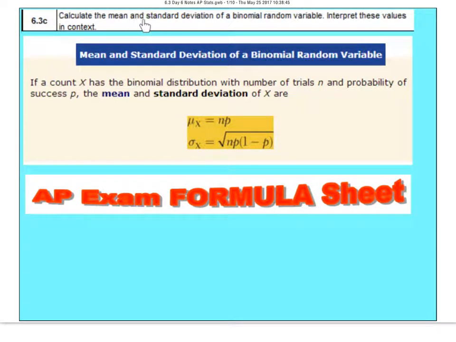6.3c, calculate the mean and standard deviation of a binomial random variable and interpret it in context. If you're asked to find the mean of it, it's not difficult, and this is on the AP formula sheet. To find the mean, all you do is take n times p. To find the standard deviation, we take the square root of n times p times 1 minus p, where n is the number of trials and p is the fixed probability of success.